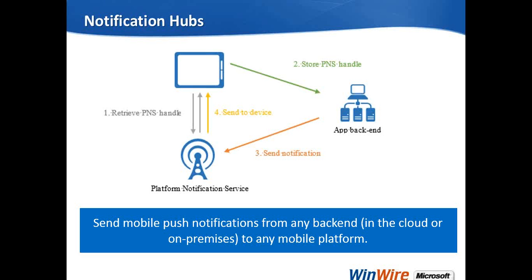The third step is to send a push notification: the app backend contacts the PNS using the handle to target an instance of a specific client application. And then finally, the PNS forwards the notification to the device specified by the handle. So these are the basic steps that are involved in sending a push notification.